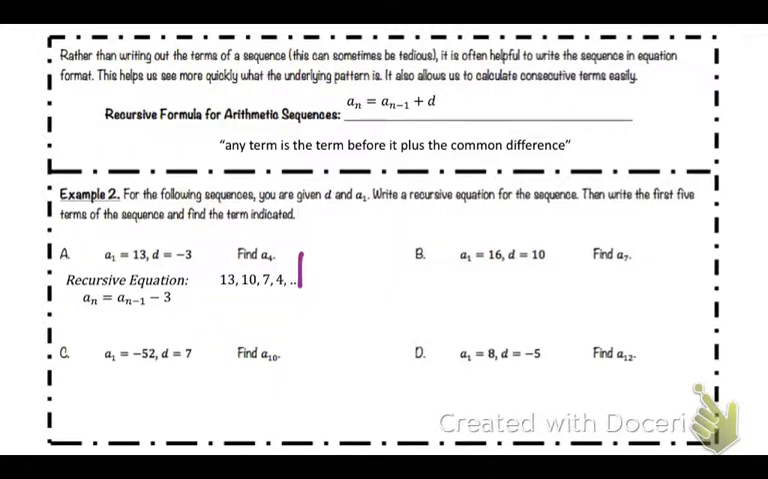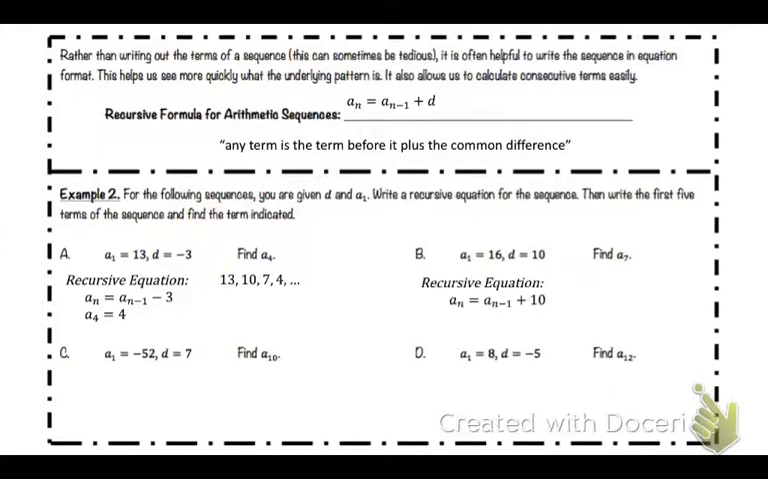That's going to go away. So we just, the first term was 13, so 13 minus 3 is 10, minus 3 is 7, minus 3 is 4, minus 3 is 1. And then the fourth term is 4, so a sub 4 is 4.